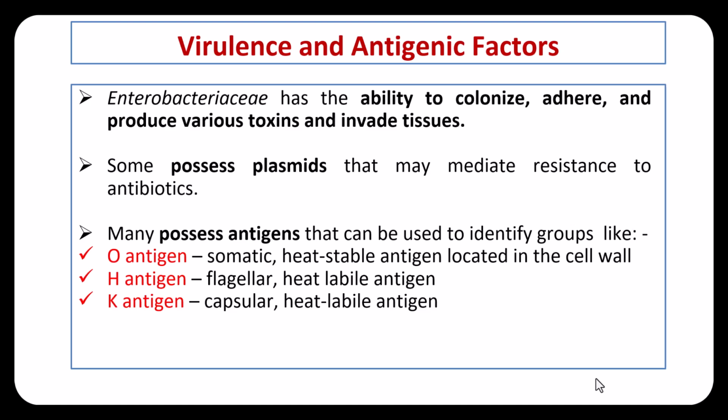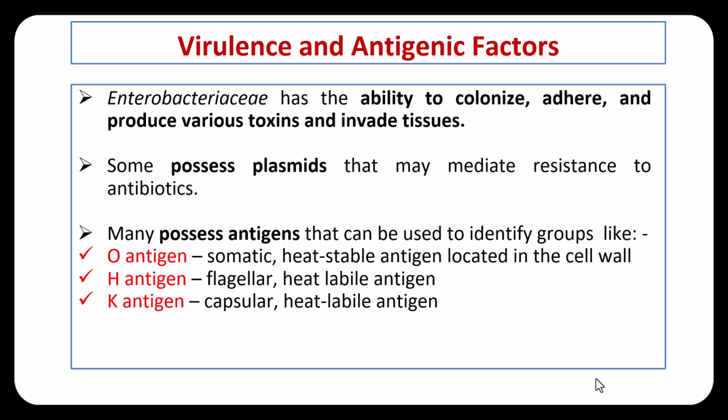For identification and classification, many Enterobacteriaceae have important antigens. The O antigen is a somatic antigen. It means it's a part of the bacterial structure. It's located in the cell wall of the bacteria. It's heat stable, so it's not destroyed by heat. The H antigen is located in the flagella and is heat labile. It means it's destroyed or damaged by heat.